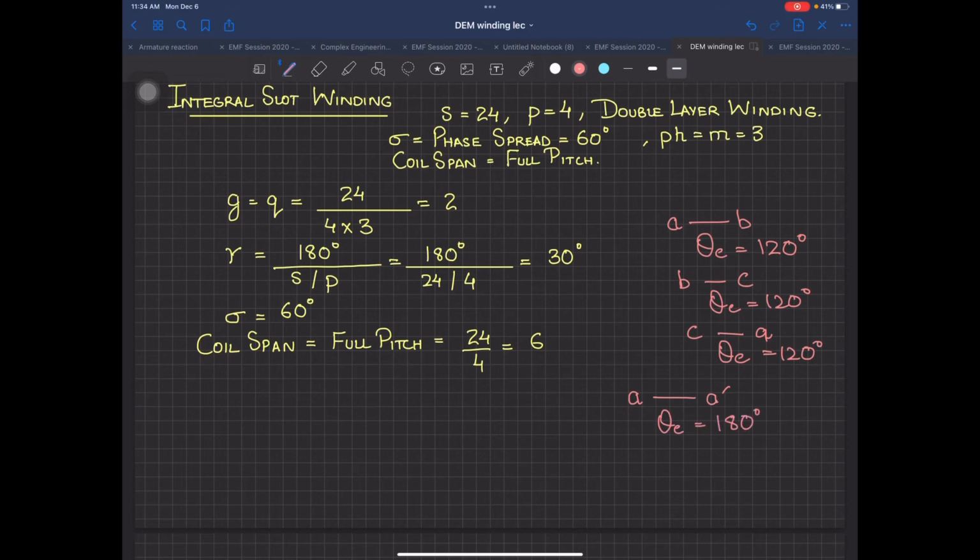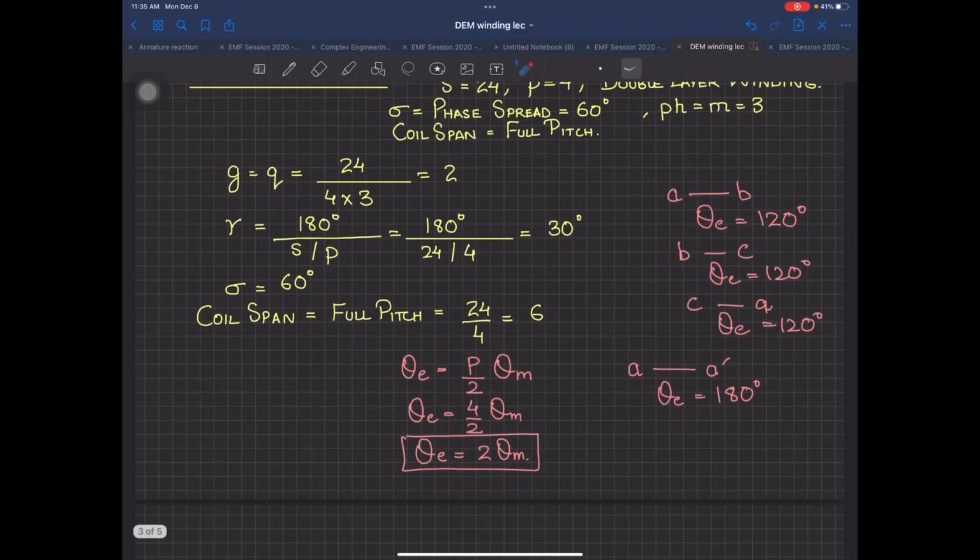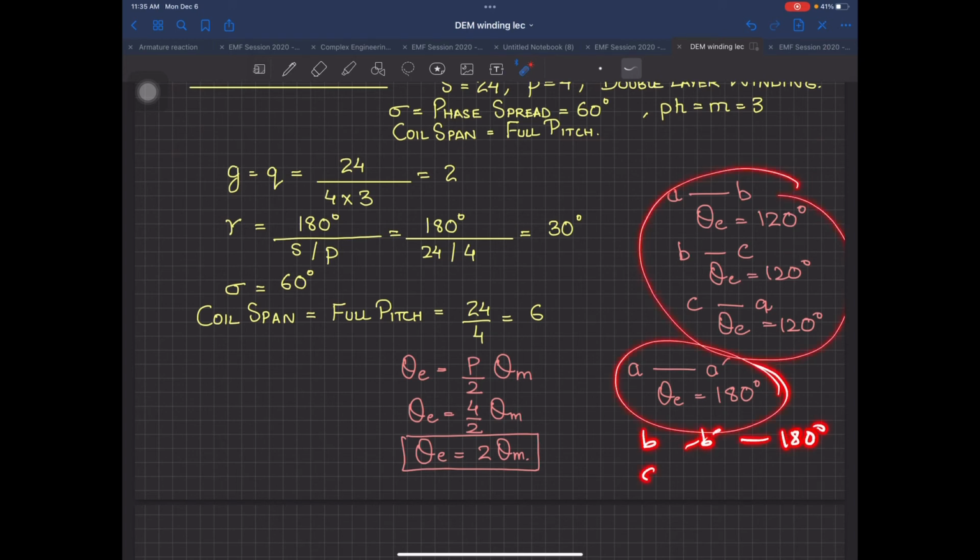Now, since this is a 4-pole machine, theta electrical is equal to P by 2 times theta mechanical. So over here theta electrical is 4 by 2 times theta mechanical, so theta electrical is going to be 2 times your theta mechanical. Keep this in view: theta electrical is equal to 2 times theta mechanical. Using this formula and these three conditions, B dash will also be at 180 degrees, and C dash will also be at 180 degrees.